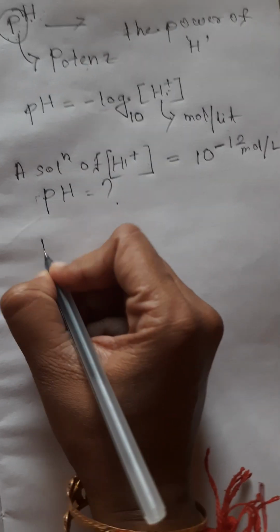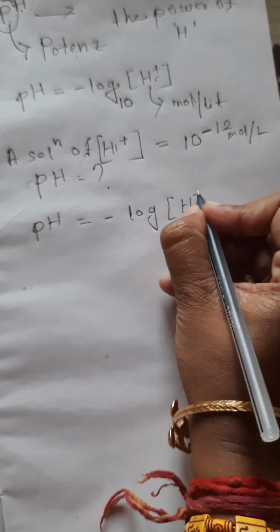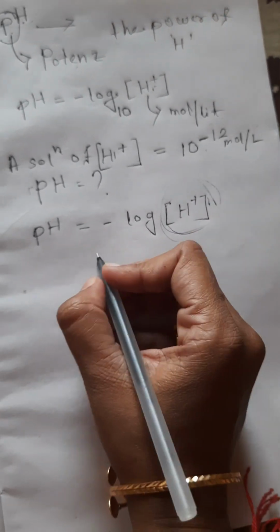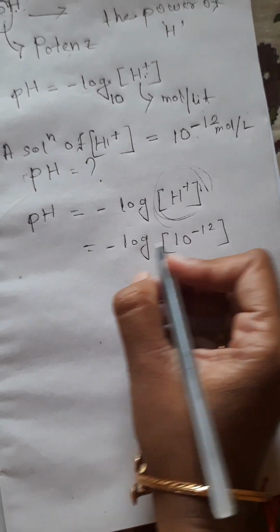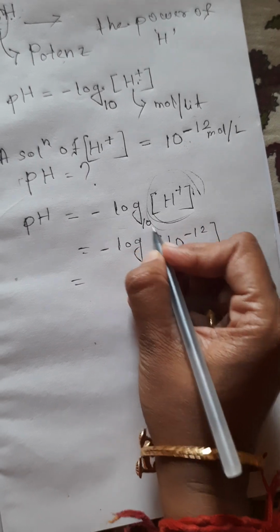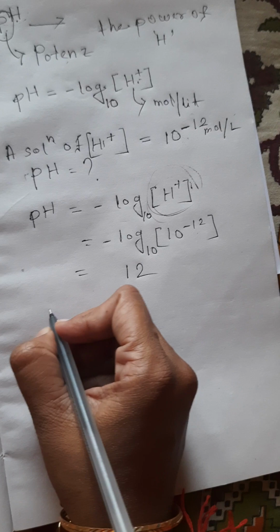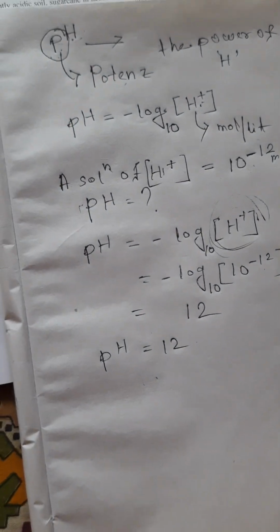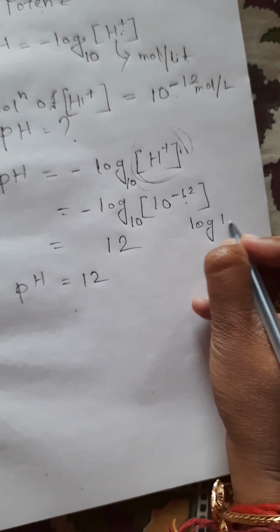What will be the formula? pH is equal to minus log of concentration of H plus. Now put this value here: 10 to the minus 12. Now minus log of 10 to the power minus 12. Is this clear? Here also the base will be 10. That means what will be the value? Minus times minus, that means 12. So pH is equal to 12. Is this clear? Now see in your book, it is already given, because here we know log of 10 to the base 10 is equal to 1.